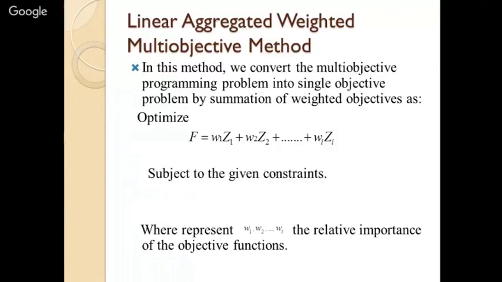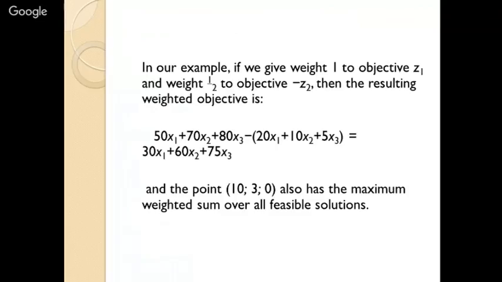So this is an old method and not an efficient method, because sometimes the priorities are not decided, priorities are not certain, or priorities are not available in advance. So in that case it is difficult. If you give weight 1 to one objective function and weight 1/2 to the second objective function, we will have this. Then this problem is converted into linear programming with weights on each and every objective function. For this particular problem, subject to the constraints, 10, 3, 0 is the optimal solution. So it has the maximum weighted sum over all feasible solutions.